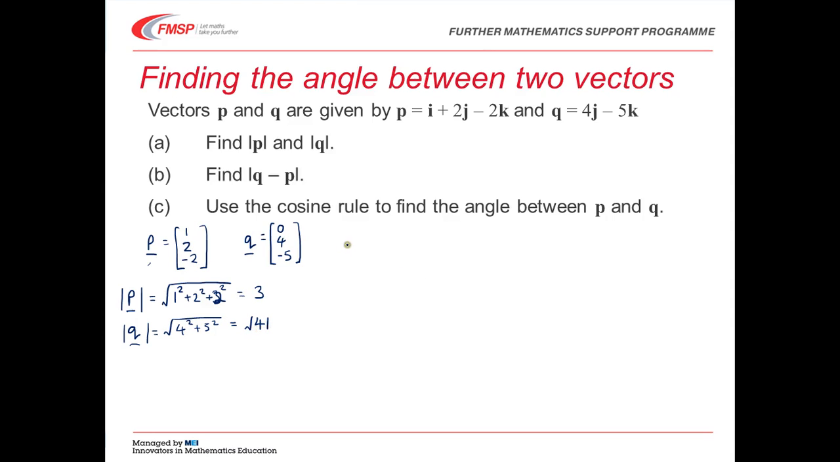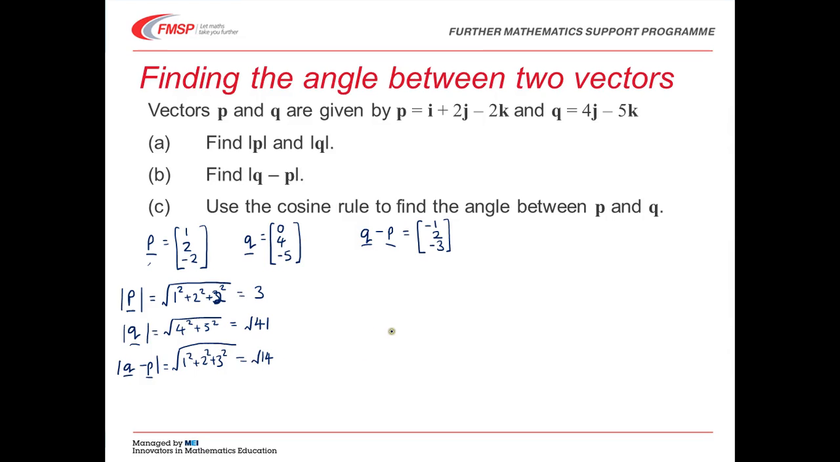Then we're asked to find Q minus P. So if I do Q minus P, 0 take away 1 is minus 1, 4 take away 2 is 2, and minus 5 take away minus 2 is minus 3. And then we also need the modulus of Q minus P. So that's 1 squared plus 2 squared plus 3 squared, and that is root 14.